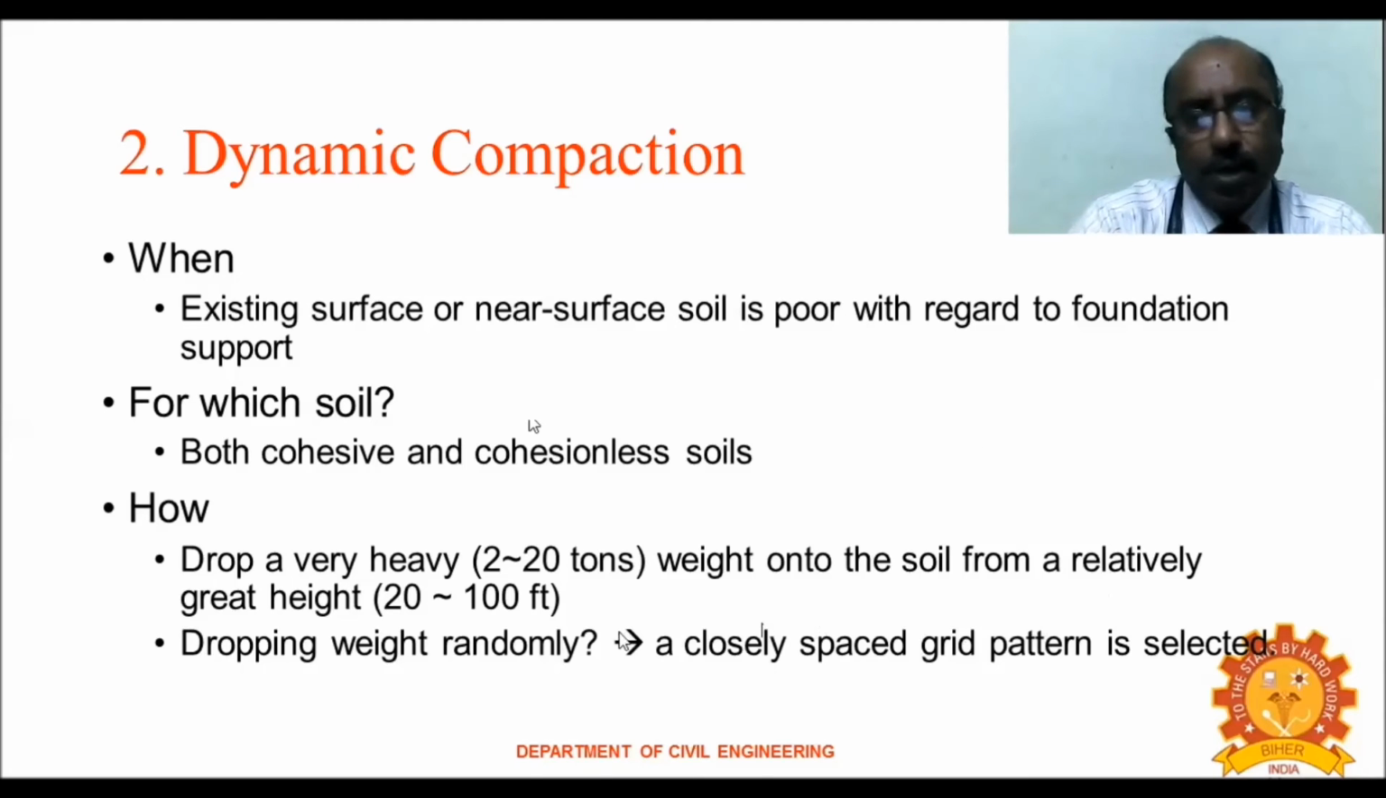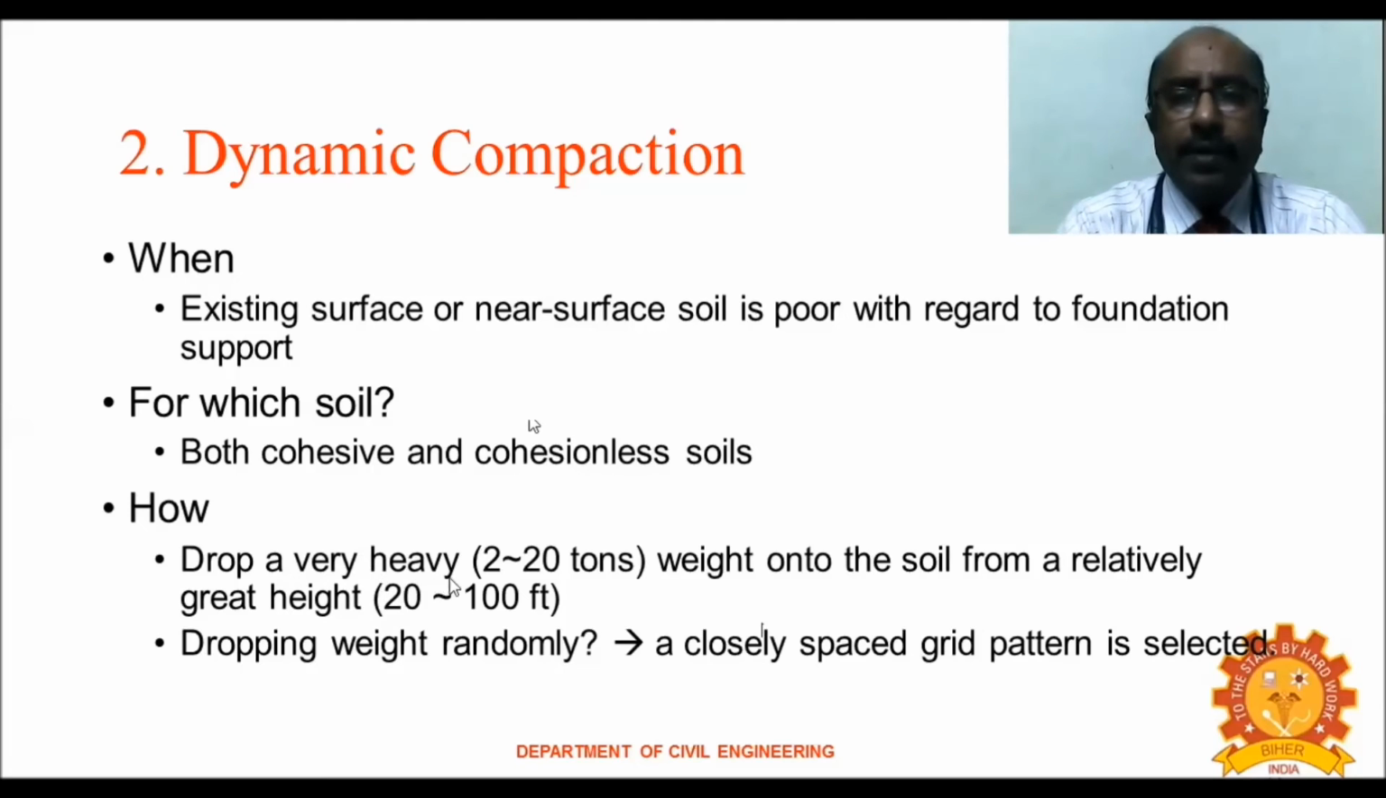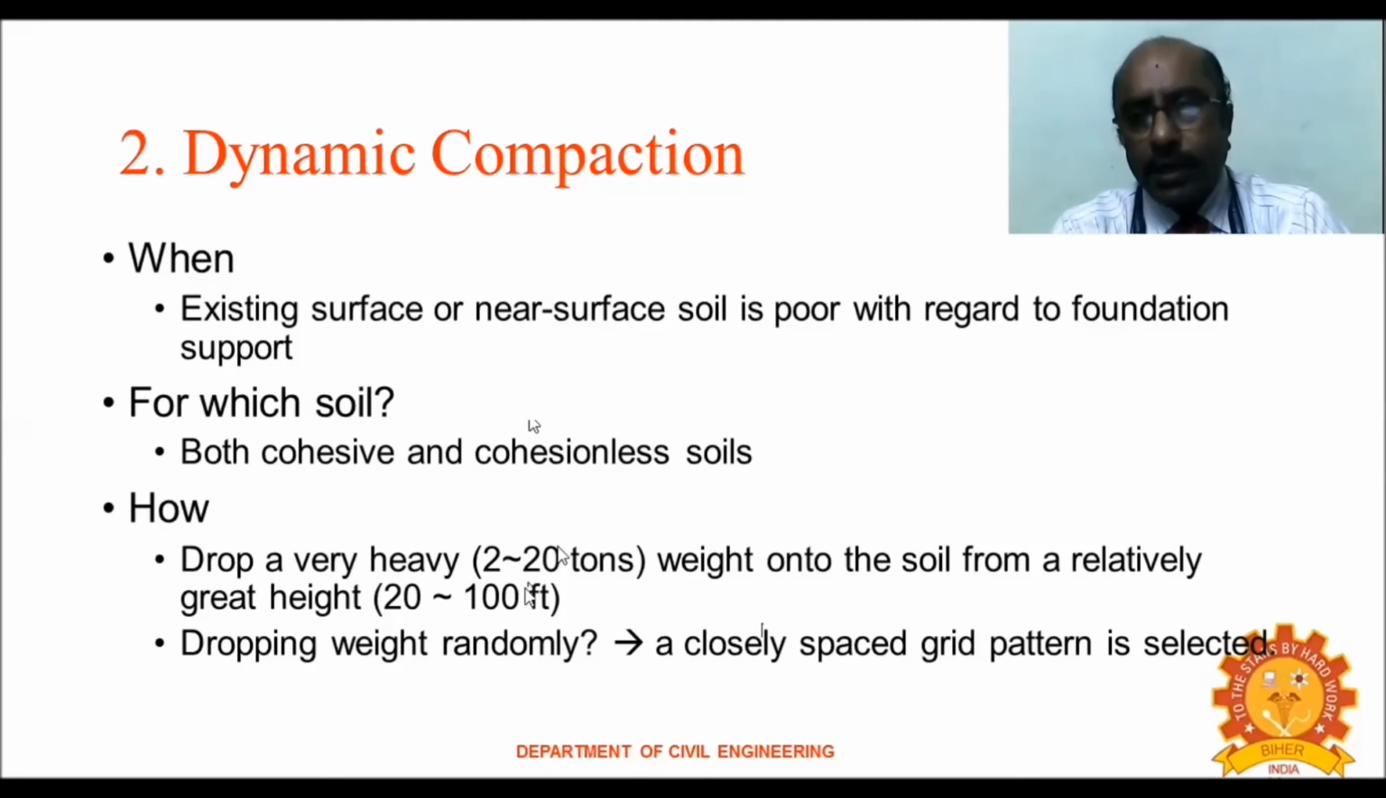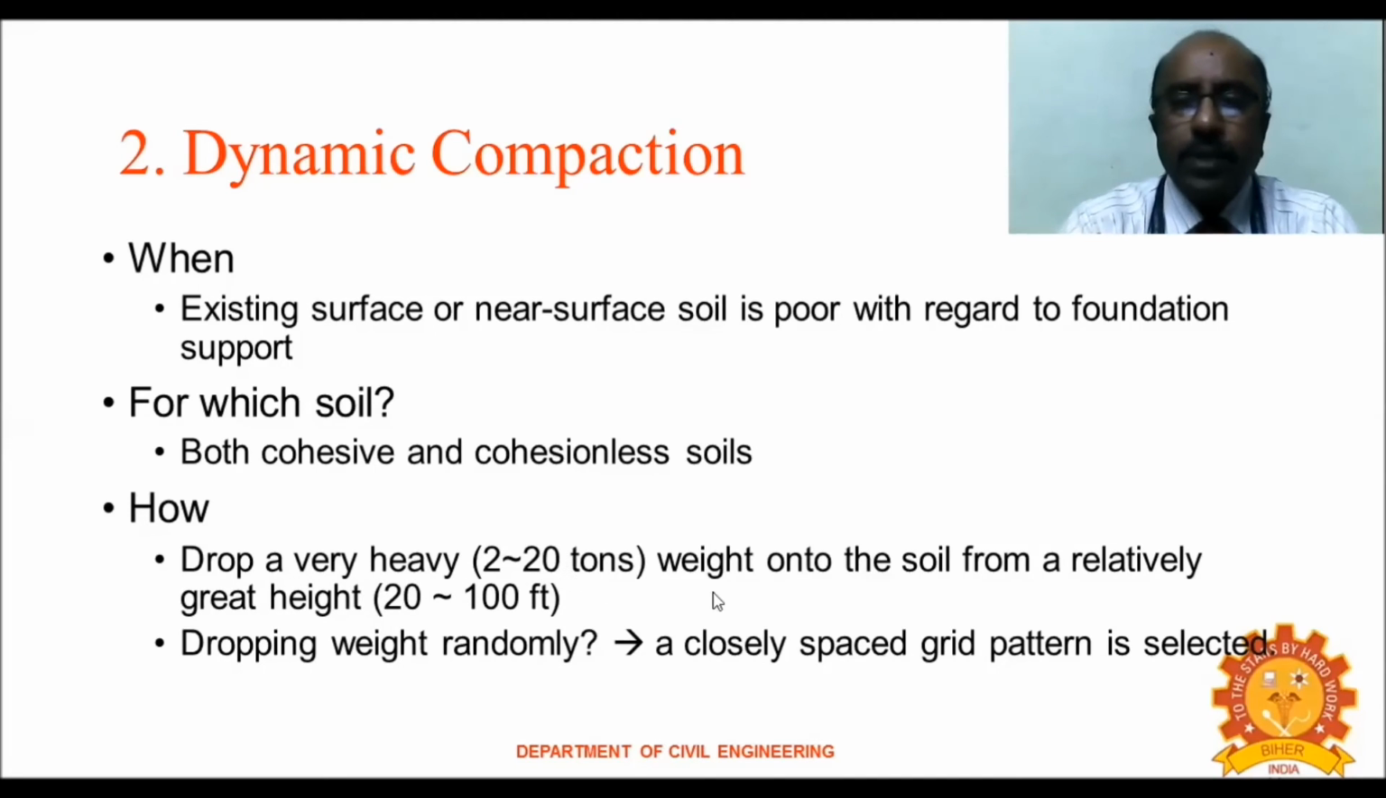For which type of soil can we adopt dynamic compaction? Both cohesive as well as porous soils. How are you going to do this dynamic compaction? By dropping a heavy weight, maybe 2 to 20 tons, a big hammer, into the soil, dropping from a height of 20 feet to 100 feet, like maybe 6 meters to 30 meters.